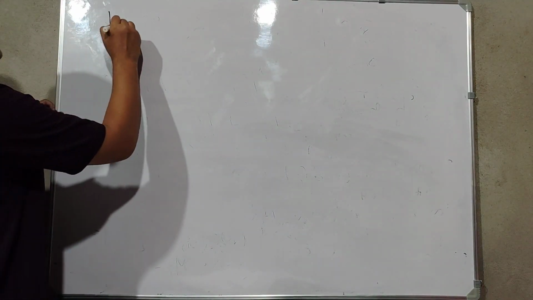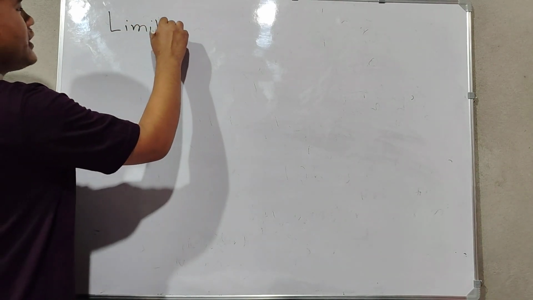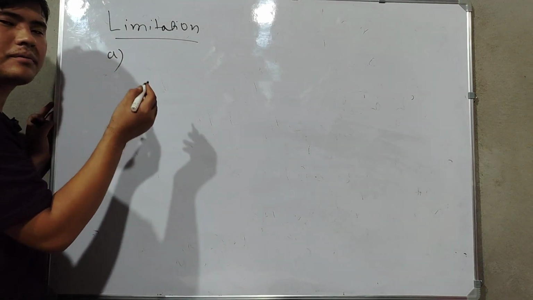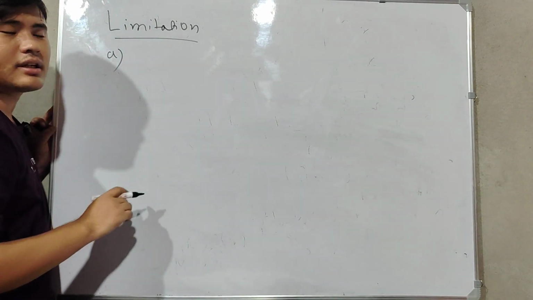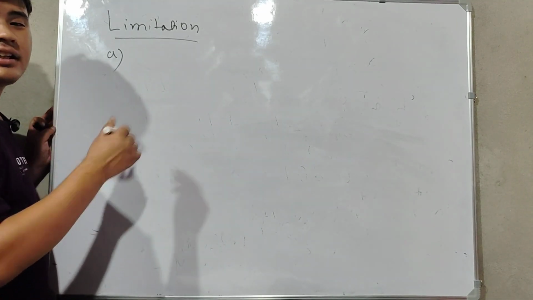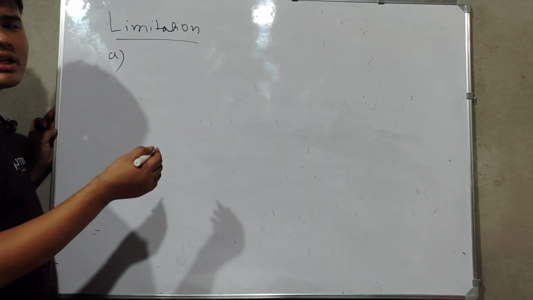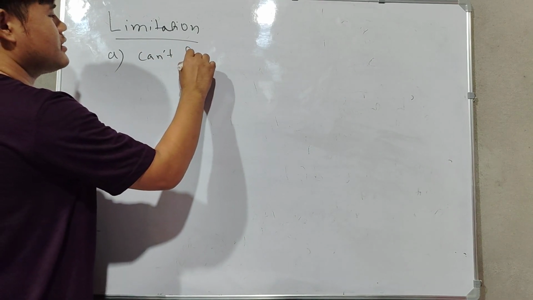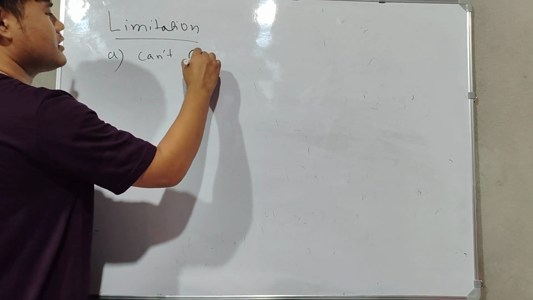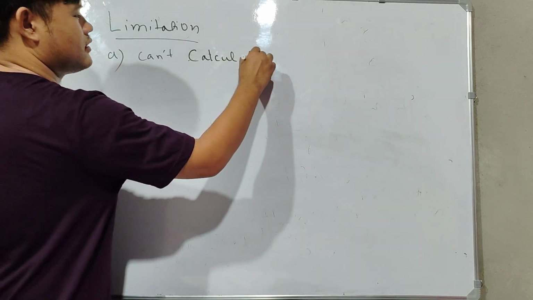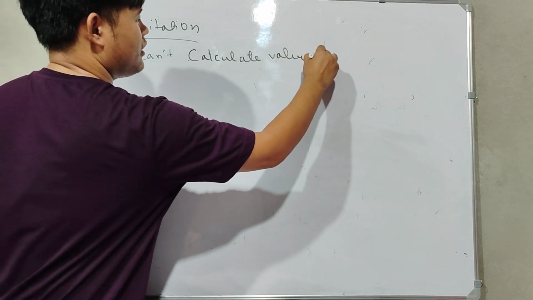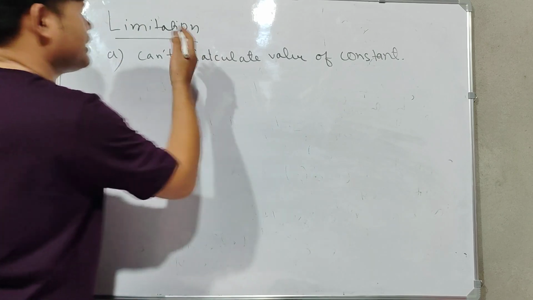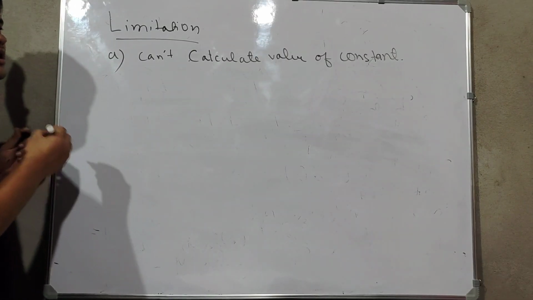So limitations, okay, we will write it fast. So what are the limitations? Number one, see, by this method we cannot find the value of constants. That K was there, right? That K, we are not able to find the value of dimensionless constants. So you write: can't calculate value of constants.